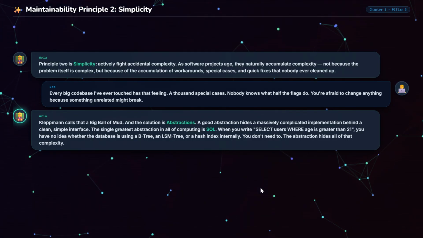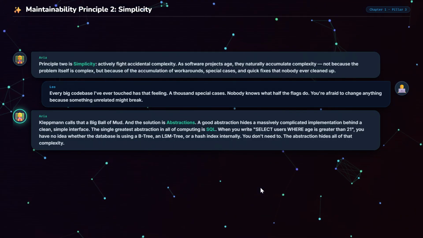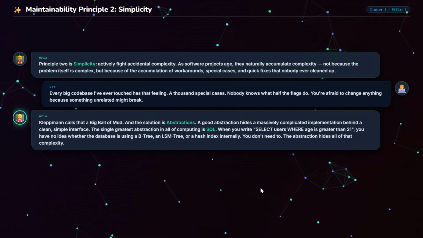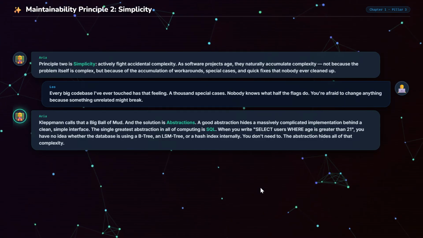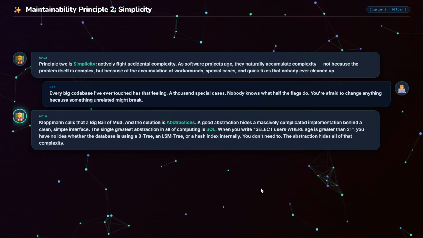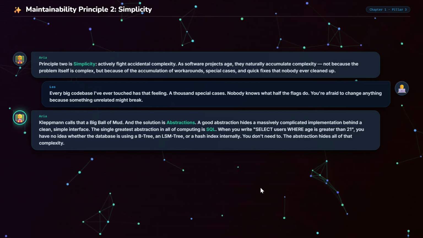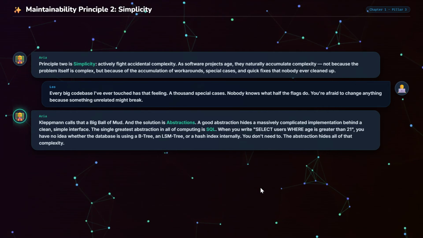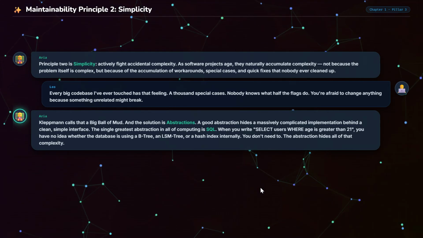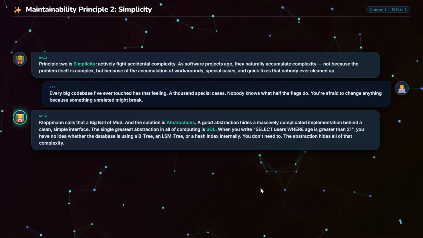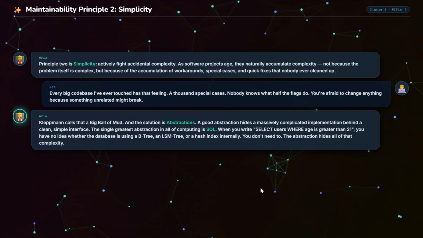And the most powerful solution is abstractions. A well-designed abstraction hides a massively complicated internal implementation behind a clean, simple, easy to understand interface. The greatest and most impactful abstraction in the entire history of computing is SQL itself.